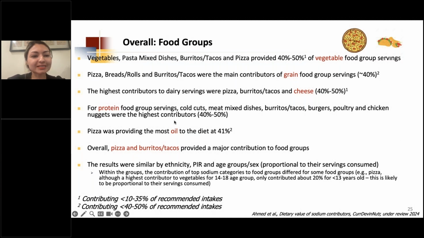So overall, you can see the different top sodium contributors were providing anywhere from 40 to 50% of different food group servings, which were contributing anywhere from 10 to 35% or 40 to 50% of recommended intakes, depending on the recommended intake for those particular food groups. And the results were quite similar by ethnicity, poverty income ratio, and age-sex groups. There were a few differences, but overall, the results were quite consistent.